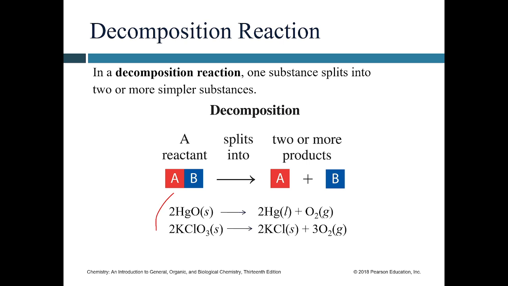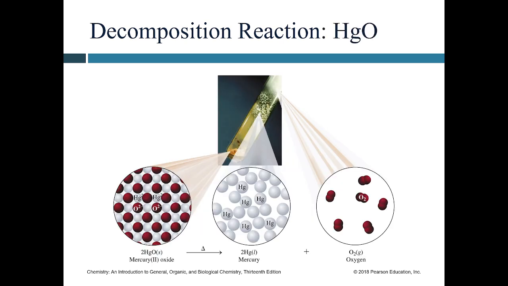Okay, so let's take a decomposition reaction. Here we have HgO, mercury oxide, and this is going to give us mercury and oxygen. And so that right there is a decomposition reaction. Taking a compound, splitting it into elements.